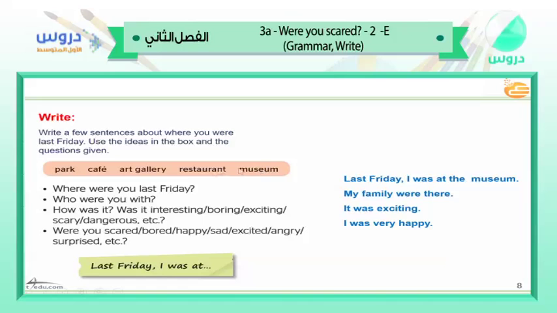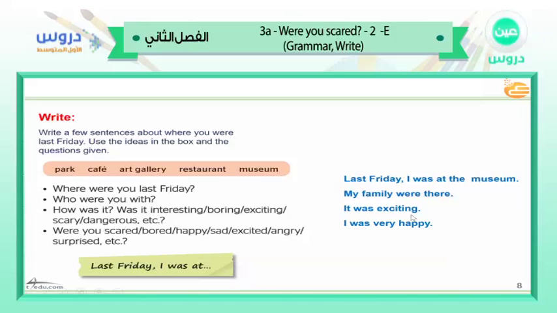Okay, everyone. So I will say, last Friday I was at the museum. Can you see the museum? I'm using this one, the museum. You can use any one of them. Where were you last Friday? Last Friday I was at the museum. My family were there. Who were with you? My family were there. Or my family were with me.